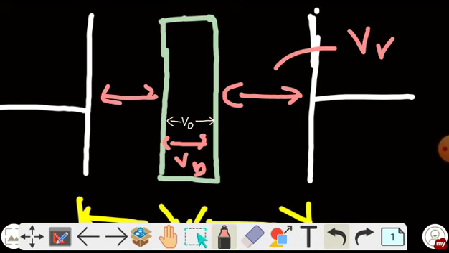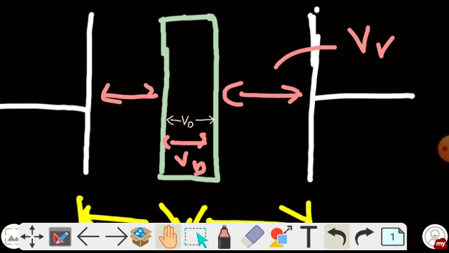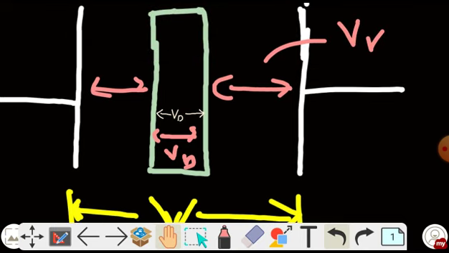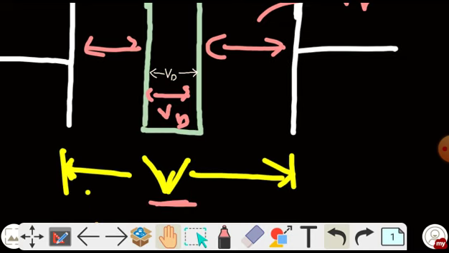So it is clear to you now that the potential difference across these plates, this V, is going to be the sum of Vd and Vv, because if we sum them up, we will get the total potential difference between the plates. So in the third step, what we do is find out the potential difference between the plates. That is what we do in the third step.